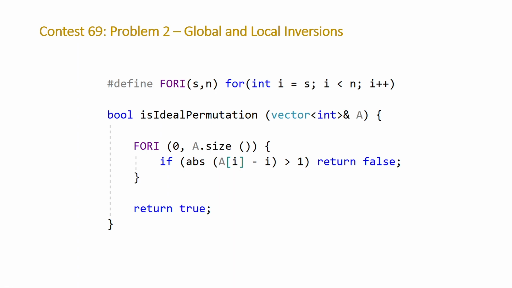So that code looks like the following. One for loop. For each iteration of our for loop, we calculate the absolute value of the difference of the element at i and the index i, and if this is greater than 1, we return false. However, if we can get through this for loop without violating that condition, we return true. And of course, the complexity of this algorithm is linear in the size of our vector A.